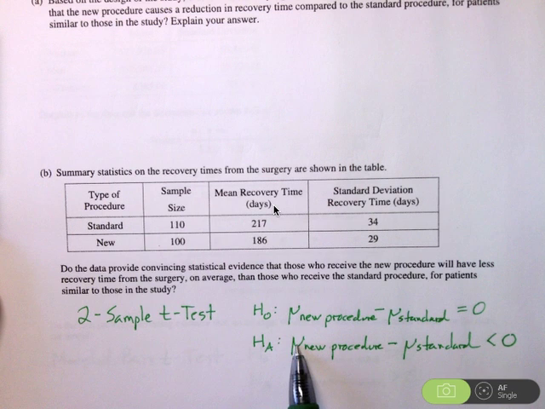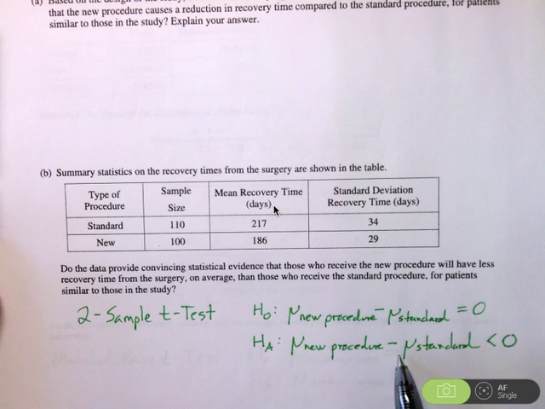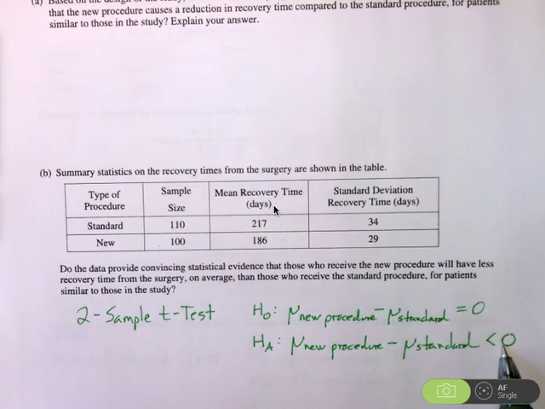So if this first mean is lower, this difference is going to be negative. So this should be specified with a less than alternative. If you reverse the order of these population parameters in the null and the alternative hypothesis, that would be fine. You would just use a greater than alternative instead.